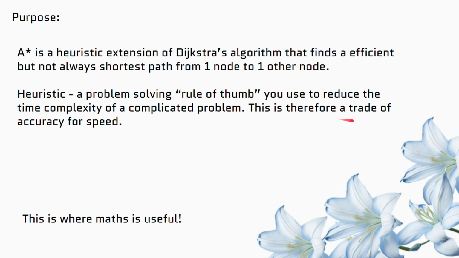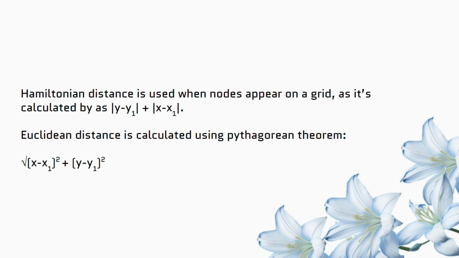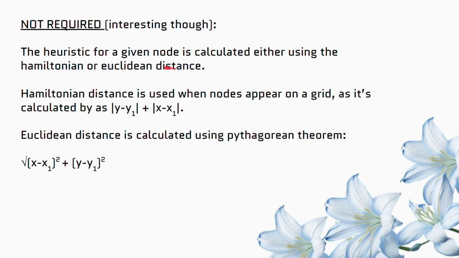And here, this is therefore a trade of accuracy for speed. So it's going to be quicker, but if it's going to be quicker, then something has to be decreased, which is going to be the accuracy. So yeah, and this comment down here, this is where maths is useful. Everyone loves A star because there's a bit of maths in it. Because how are these heuristics calculated, right? So this isn't required. You do not need to know this. You need to know what a Hamiltonian distance is, but you do not need to know how to calculate it. But it's interesting, so I'm going to talk about it.